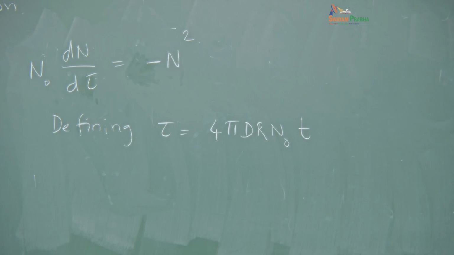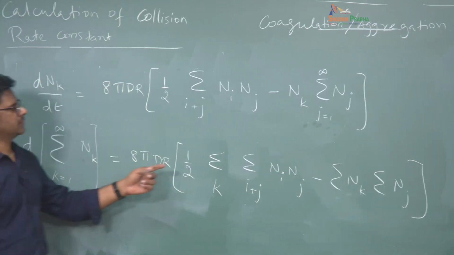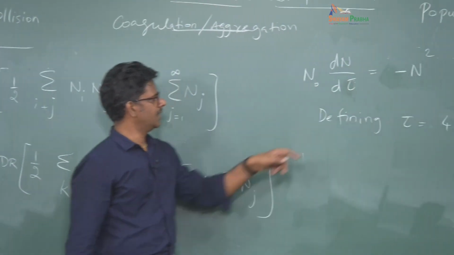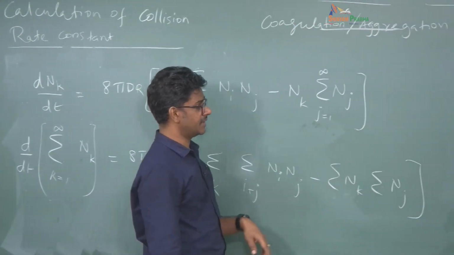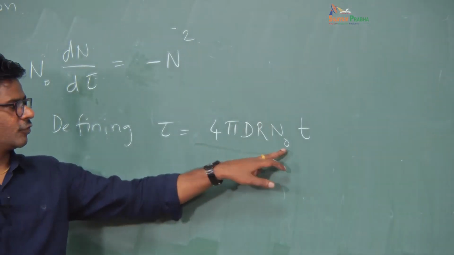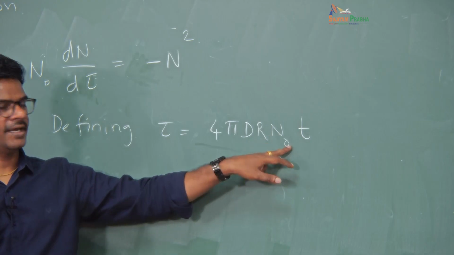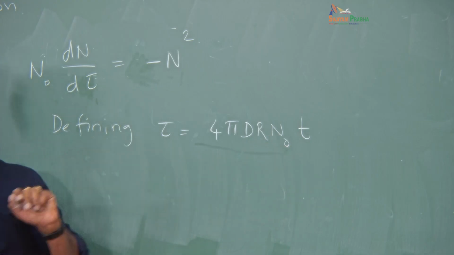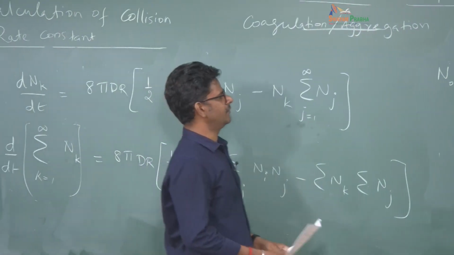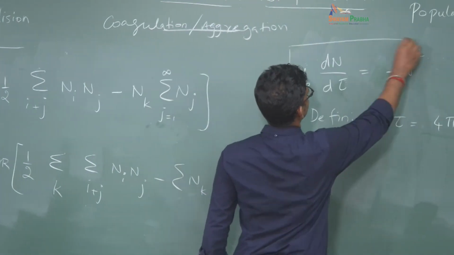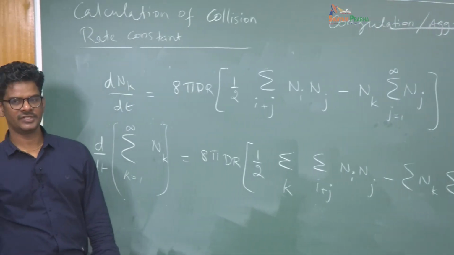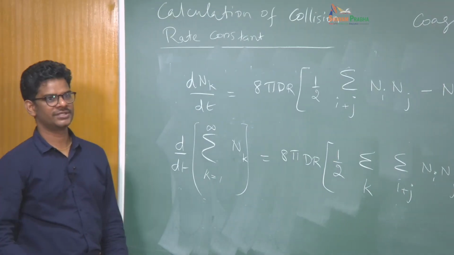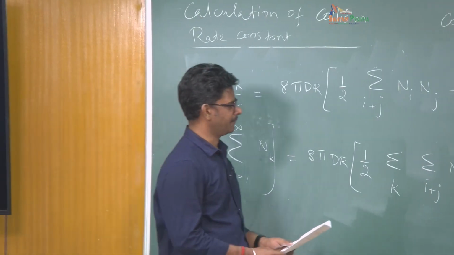So we are introducing two things. One is we write the sum of all n as this capital N, total concentration, and then the time t is non-dimensionalized with respect to this factor of 4 pi r d n naught. Okay, so this is a non-dimensional time constant. Then finally what you get is basically like a second order rate equation, okay, which tells you how the total number concentration varies with respect to time.